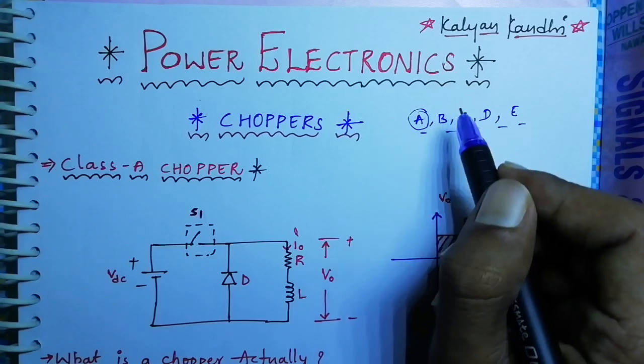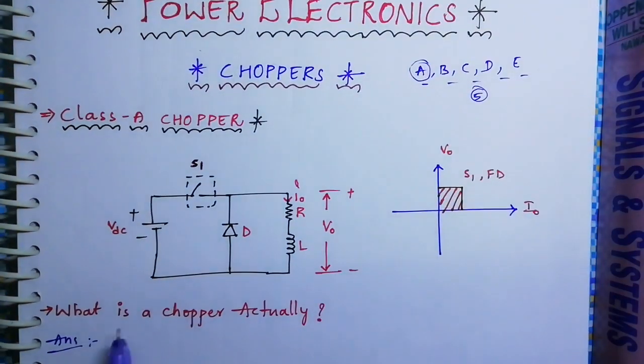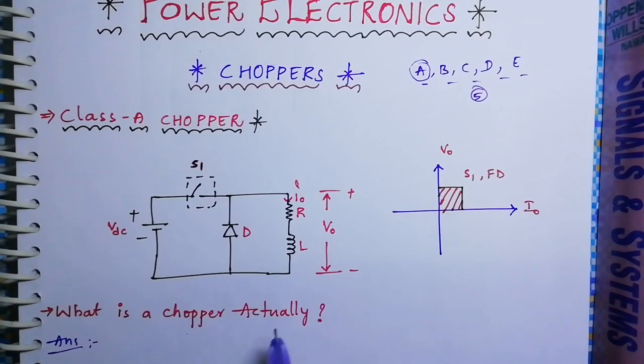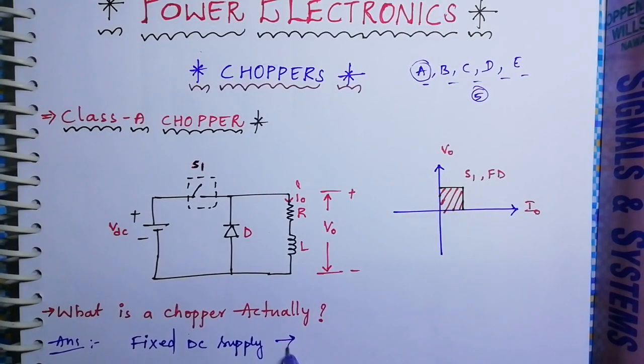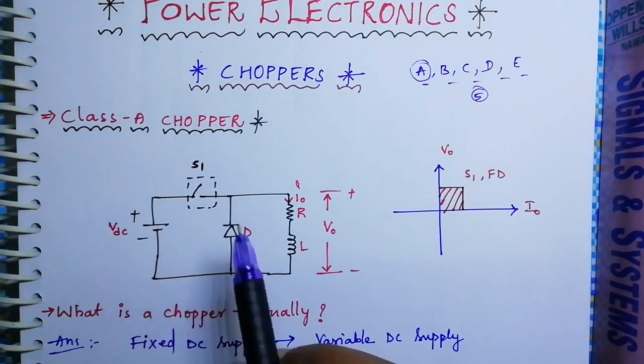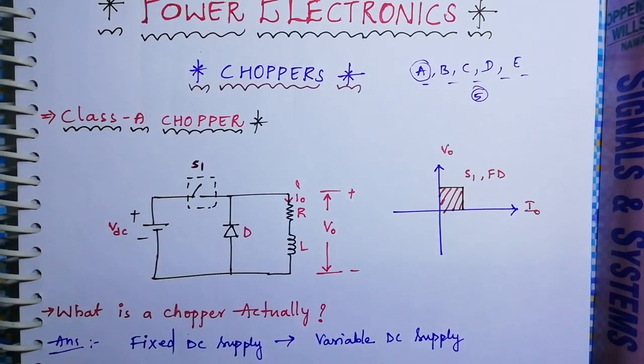Before going to learn about the class A chopper, let us try to know what a chopper actually is. A chopper is a circuit which converts fixed DC supply to variable DC supply. So one must know what a chopper is before learning it. We can get variable DC supply from a fixed DC supply with the help of chopper circuits, and this can be achieved by controlling the thyristors or the SCRs which are present in the chopper circuit. So let us start the video with class A choppers.